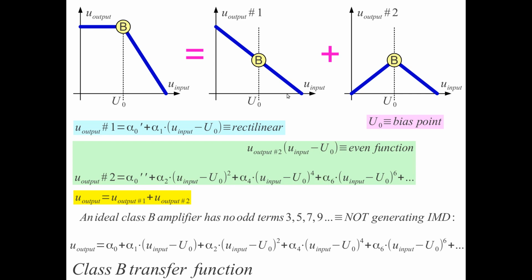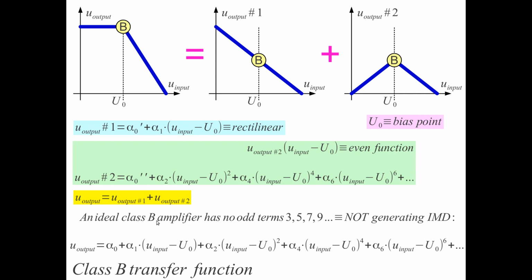This was just our assumption that this function here is represented as a sum of a linear function and of an even function. Summing both together, we get a polynomial response that has the constant term, the linear term, and after the linear term there are only even powers of the input signal. So even terms: square term, fourth power term, sixth power term, and so on.